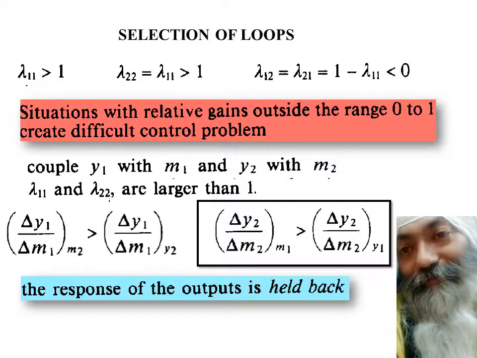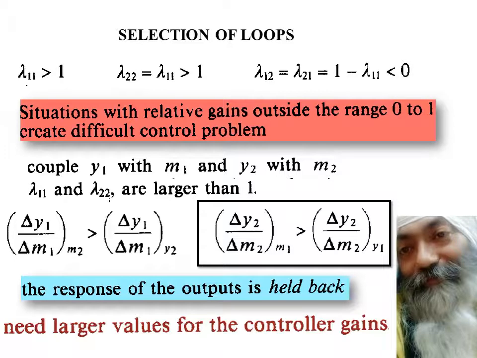We have to go in for the larger gains, and these larger gains, as I always have been telling you, can always lead to a kind of instability in the system. So we have to be very sure that the gains required are not more than what we call the ultimate gain, that is the maximum gain up to which the system remains stable. So this is one big issue.